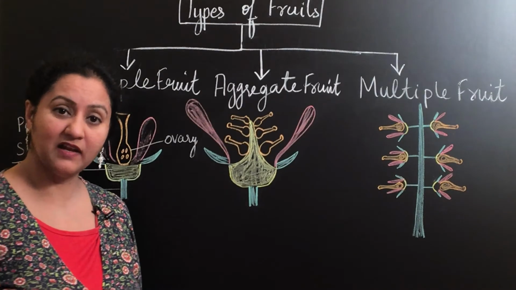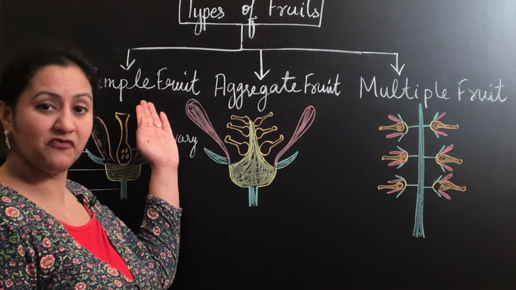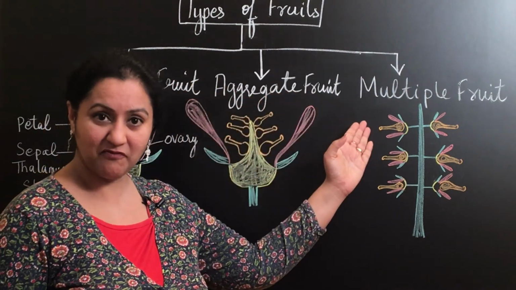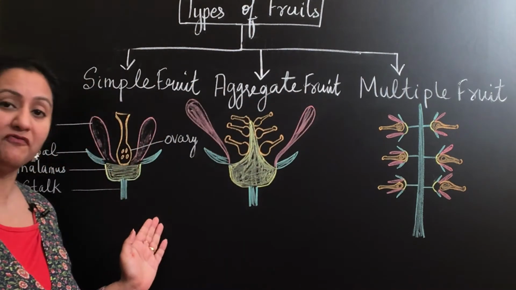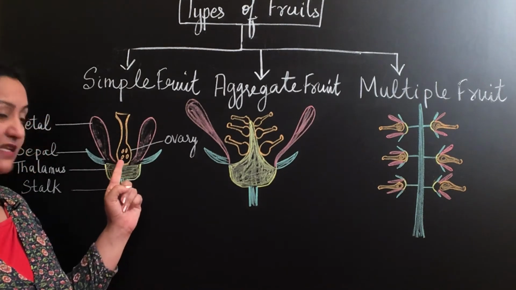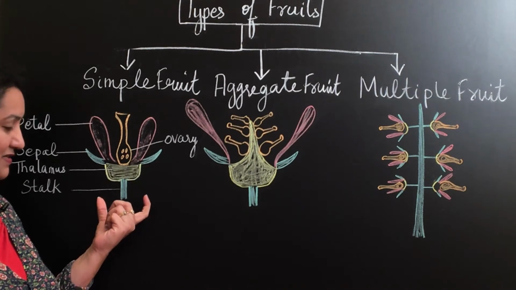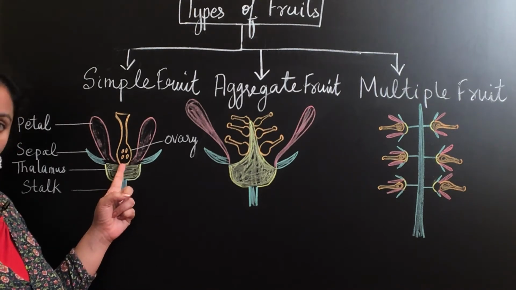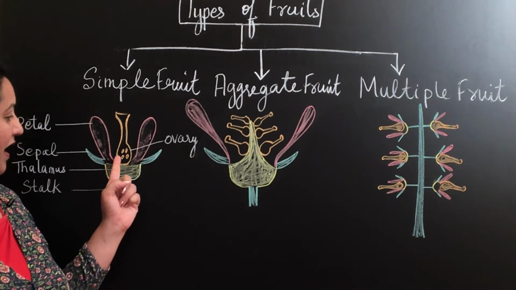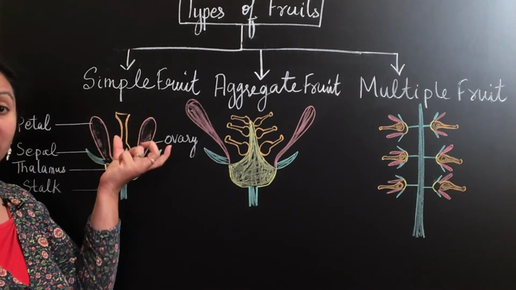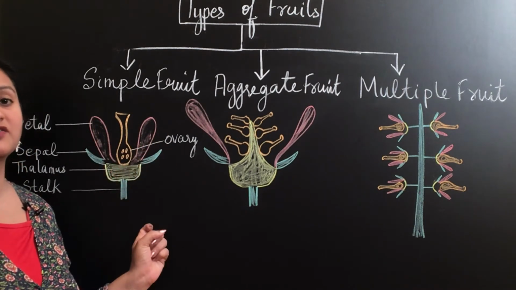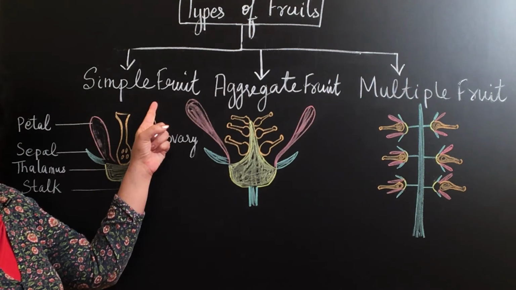Fruits can also be classified into simple fruits, aggregate fruits, and multiple fruits. A simple fruit is formed from a single ovary of a single flower. So in the case of this flower, it's a single flower, and this is the ovary. It has only one pistil, and this is its ovary. And if this ovary ripens and becomes a fruit, it is called a simple fruit.